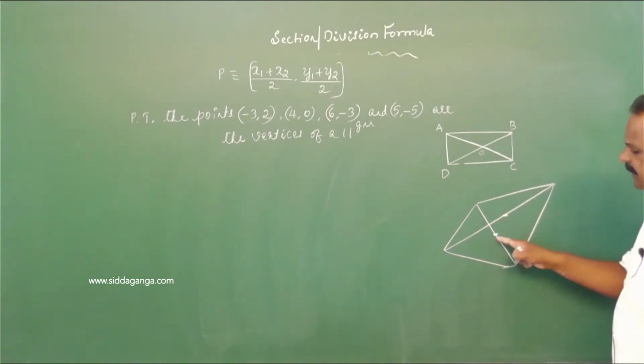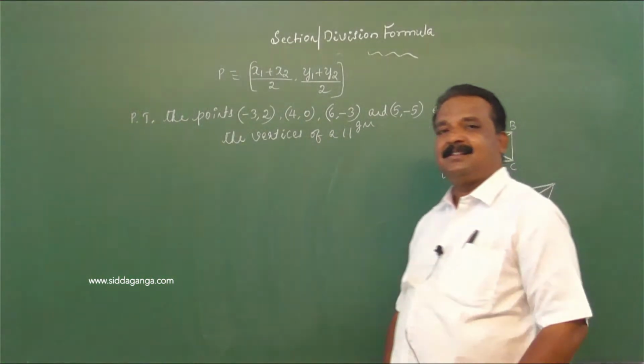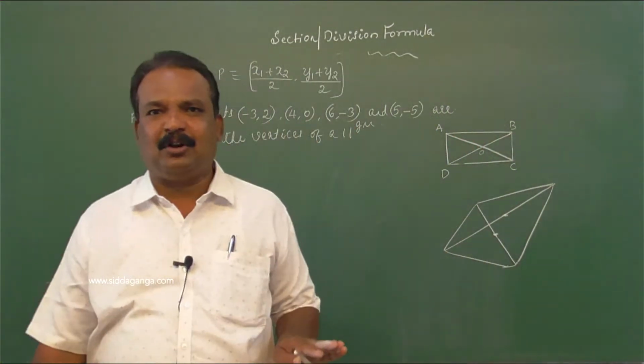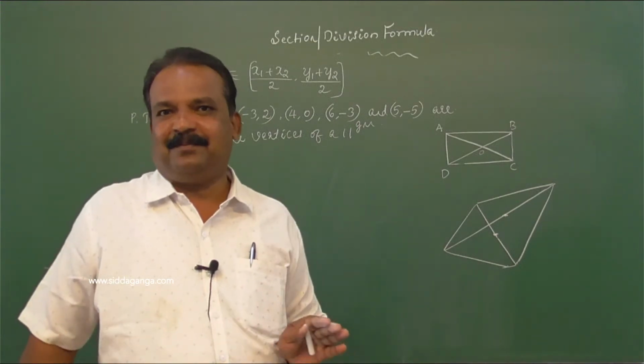So these two midpoints will not coincide in the case of a general quadrilateral. General quadrilateral means it is not a parallelogram, not a rectangle, not a rhombus, not a square.